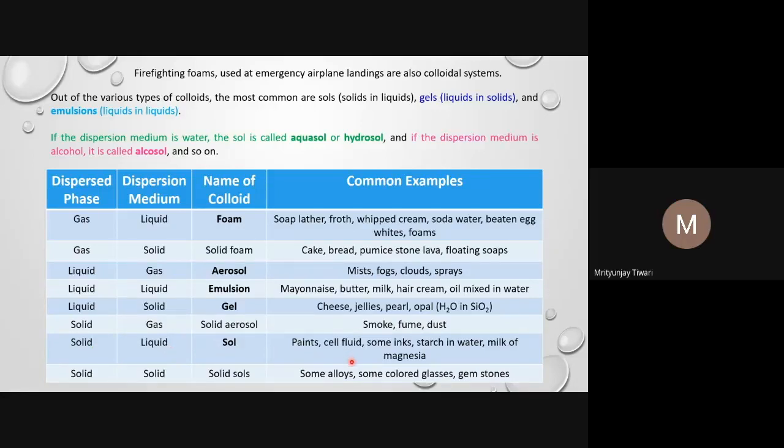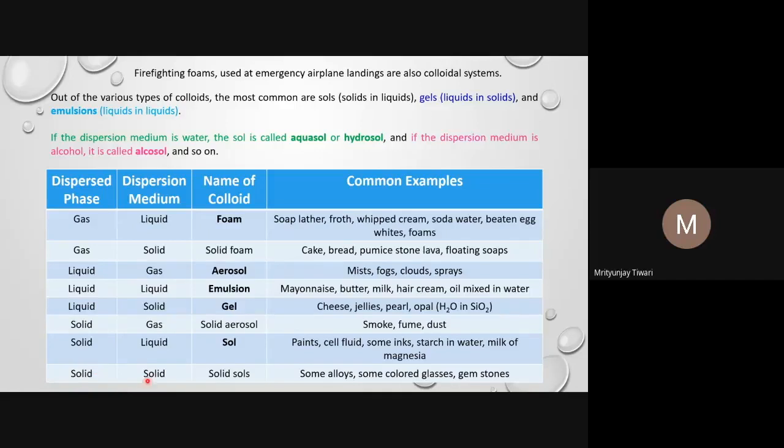Cell fluids: dispersed phase solid, dispersion medium liquid. Some inks are also sols. Starch in water, the mud that we see, is also starch in water, so it's an example of a sol. Milk of magnesia means the solution of Mg(OH)2 in water. That is milk of magnesia, and that is also an example of a sol.